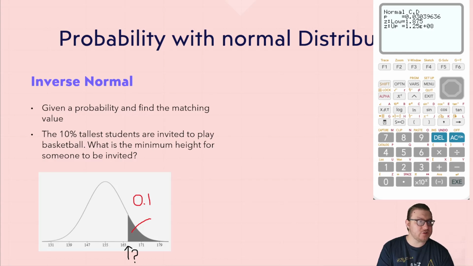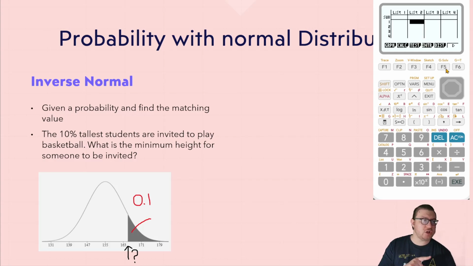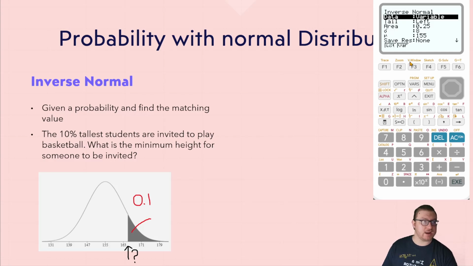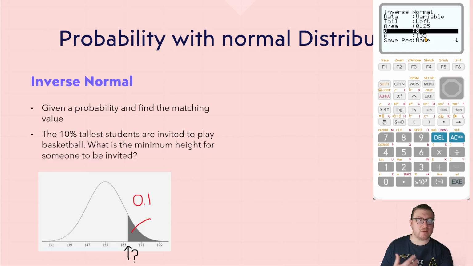So let's chuck this into the calculator. How do we do that? Well, let's go back first of all to our normal menu. If you remember, distribution, normal distribution, and now we never use this one. We use NCD to calculate a probability. If we have a probability and we want to find a number, we use inverse normal, which is F3 on my calculator. Again, make sure you're on variable, but now the mean and standard deviation are already in there, which is perfect. These are easy ones to put in.